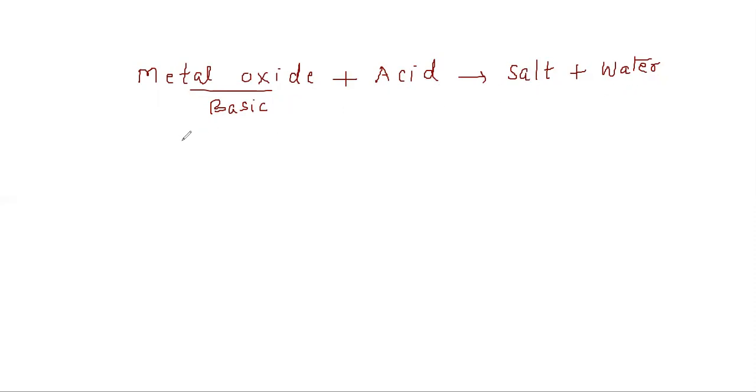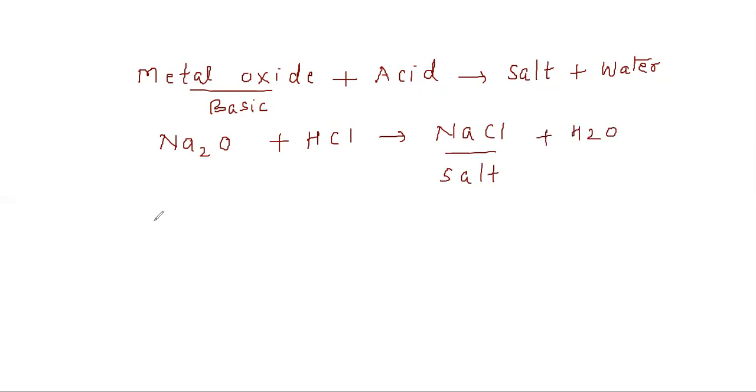Examples like Na2O plus HCl gives NaCl, which is salt, plus H2O.